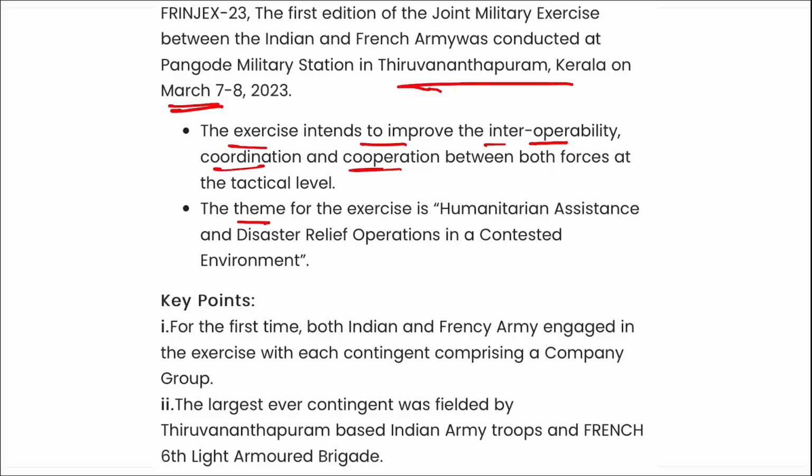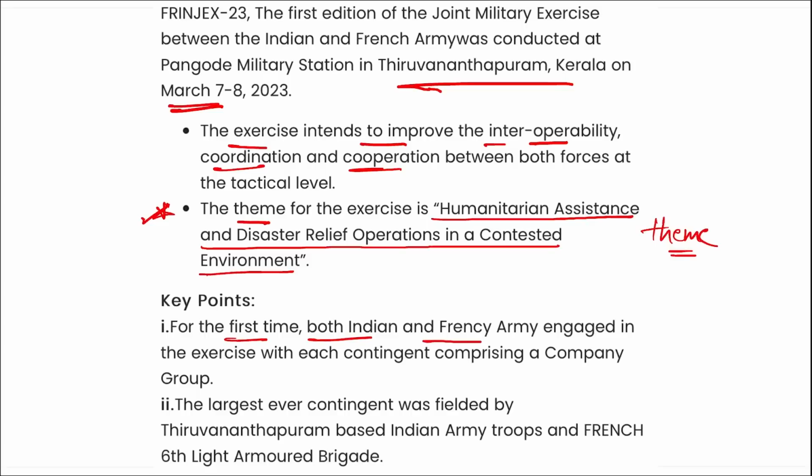The theme for the exercise, and this is important, is humanitarian assistance and disaster relief operations in a contested environment. This is the theme that you need to remember. For the first time, both the Indian and French armies engaged in the exercise, with each contingent comprising a company group. The largest ever contingent was fielded by Trivandrum-based Indian Army troops and the French 6th Light Armored Brigade.